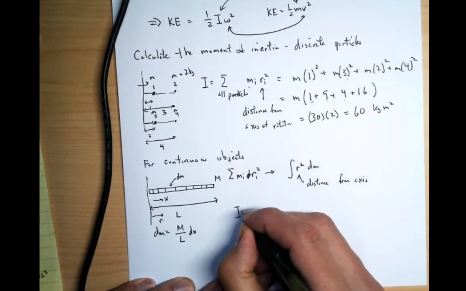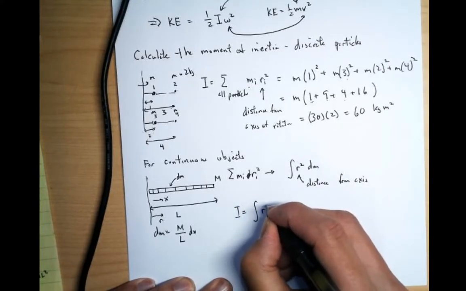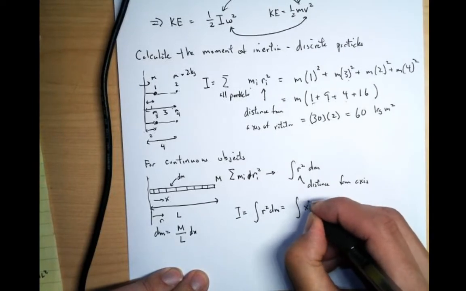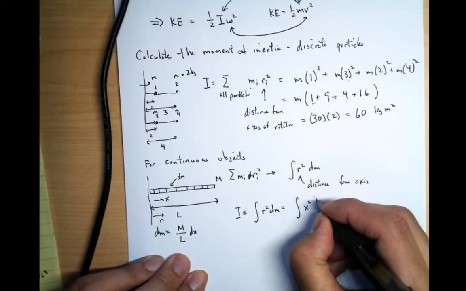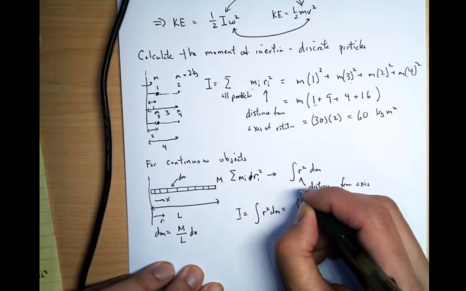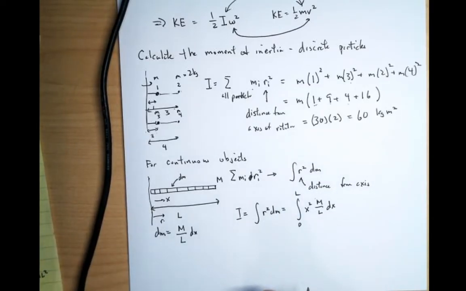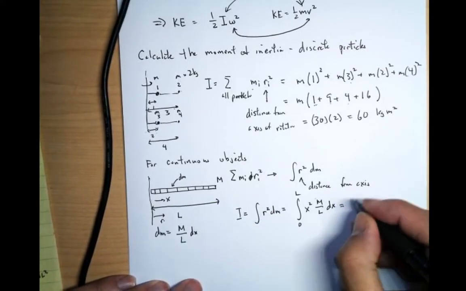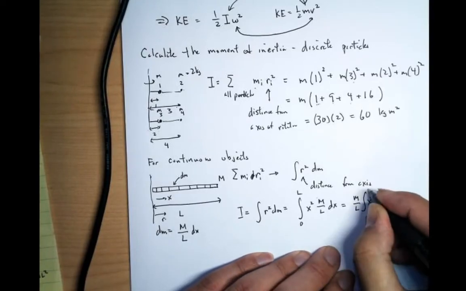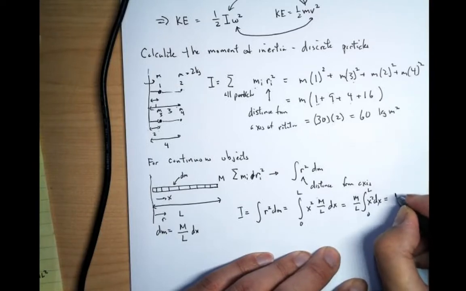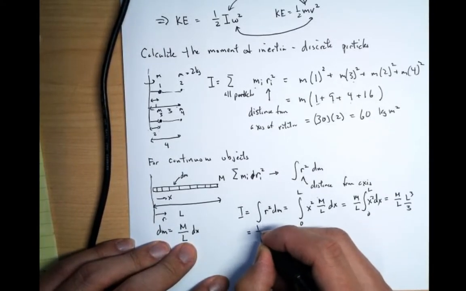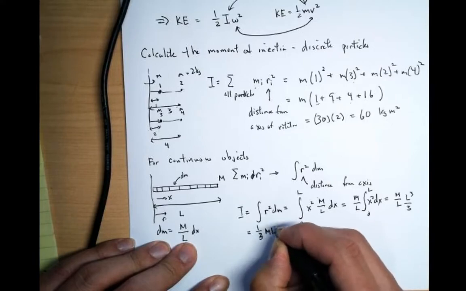So I is equal to the integral of r squared dm. Here r is x, so that's x squared. dm is m over l dx, integrated from 0 to l. Now we can do this pretty simply. This is m over l times the integral of x squared dx from 0 to l. If you do this integral, this is m over l times L cubed over 3, and so this is 1/3 m l squared.